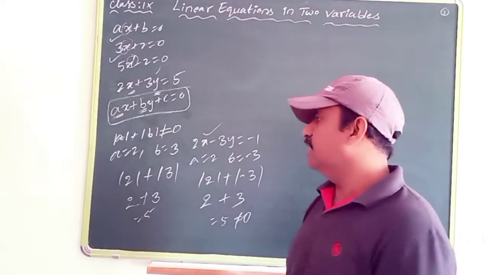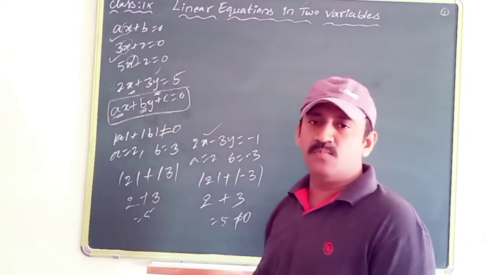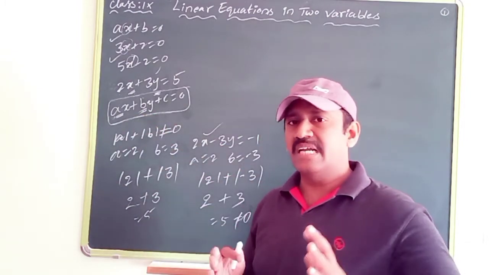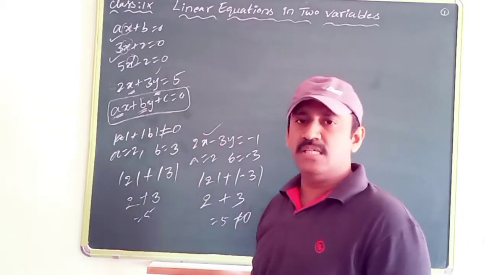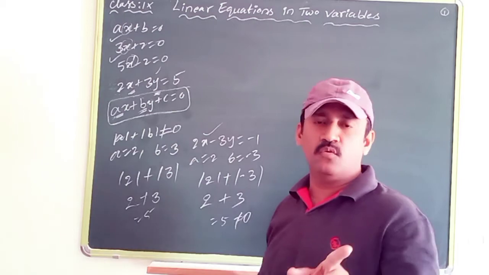So, got it? The general form of a linear equation in two variables is ax plus by plus c equal to 0. The condition for ax plus by plus c equal to 0 to be a linear equation is that modulus of a plus modulus of b is not equal to 0.